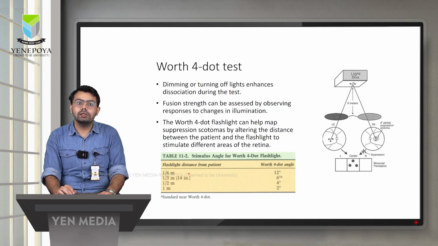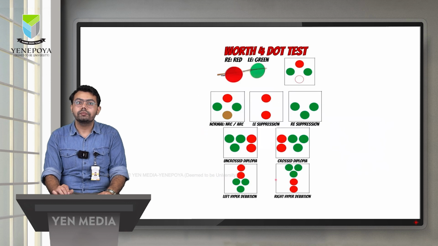So if the distance of the light from the patient is 1/6 of a meter, it makes a Worth 4 dot angle of 12 degrees. If it is 1/3 of a meter, it makes an angle of 6 degrees. If it is half of a meter, it makes an angle of 4 degrees, and if it is 1 meter, it makes an angle of 2 degrees.